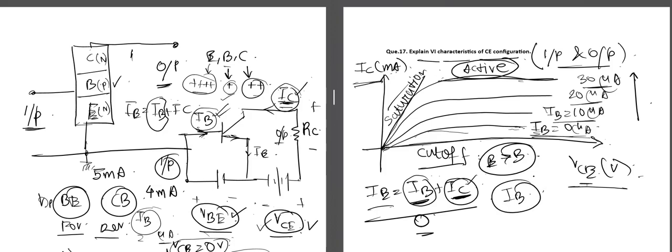And the more electrons pass from the emitter to the base, the more electrons will be passed on to the collector terminal. So the flow of current in the collector terminal, which is IC, will be increasing. So as we are increasing the value of IB, the value of IC will gradually increase too.